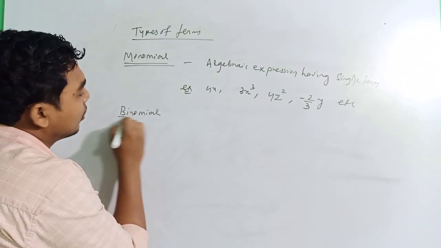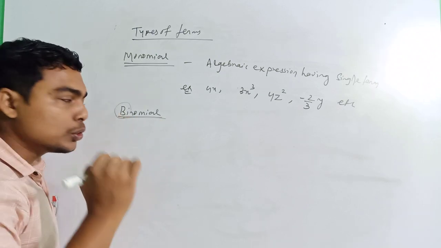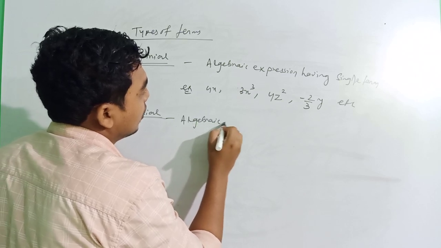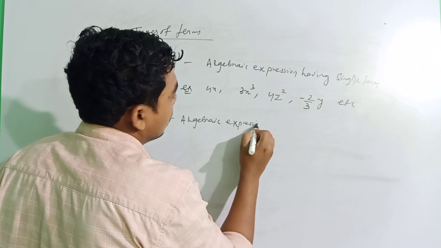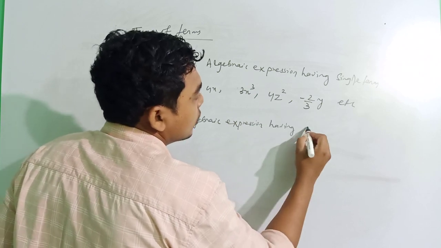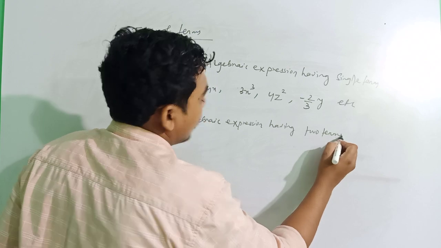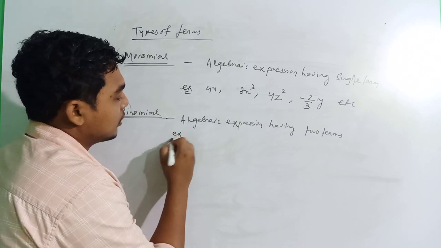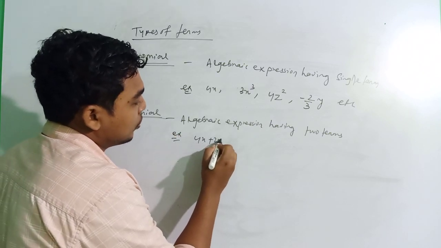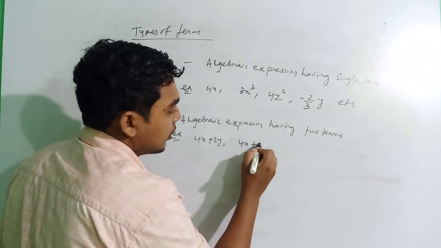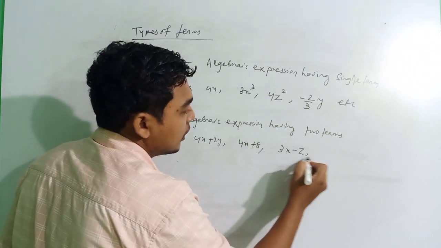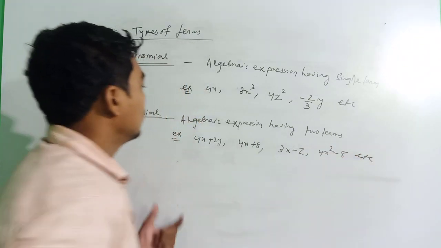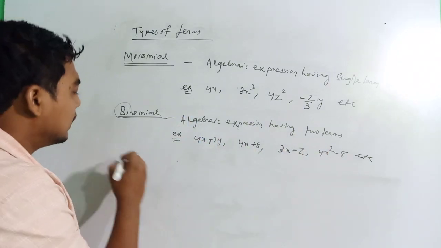Then binomial. You know bi means two. That means an algebraic expression having two terms. Algebraic expressions having two terms are called binomial expressions. For example, 4x plus 2y, or 4x plus 8, 3x minus z, 4x square minus 8, etc. These are binomials.